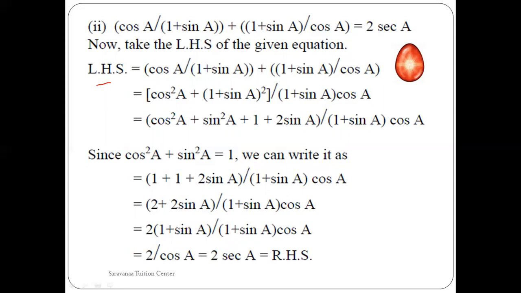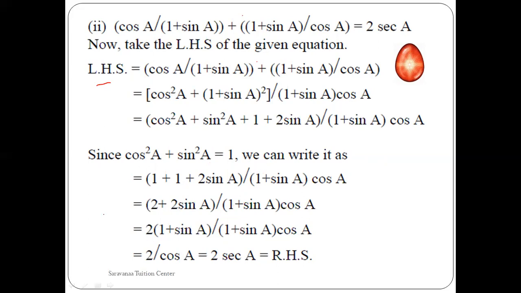So you are going to cross multiply, 1 plus sin A, that is 1 minus sin A, you did cross multiplication in the above and in the below. You get cos square A plus 1 plus sin A whole square by 1 plus sin A into cos A. Then next step, cos square A plus sin square A plus 1 plus 2 sin A by 1 plus sin A into cos A. Cos square A plus sin square A is 1. So 1 plus 1 plus 2 sin A by 1 plus sin A into cos A. So 2 plus 2 sin A by 1 plus sin A into cos A.